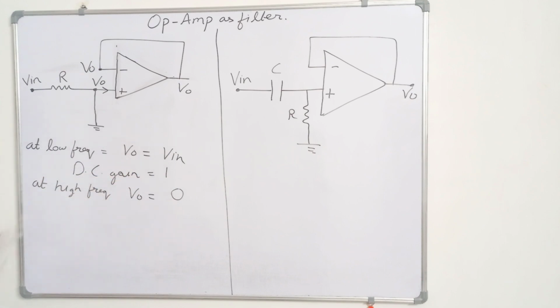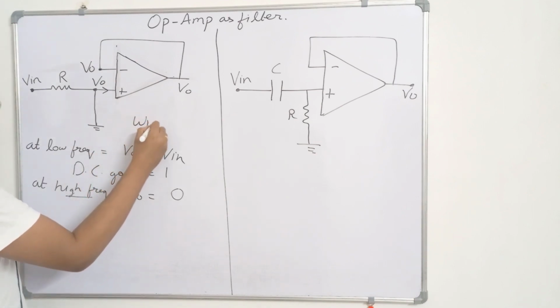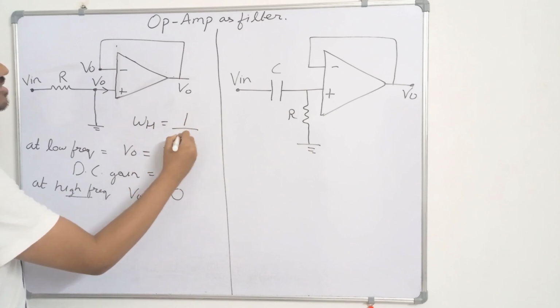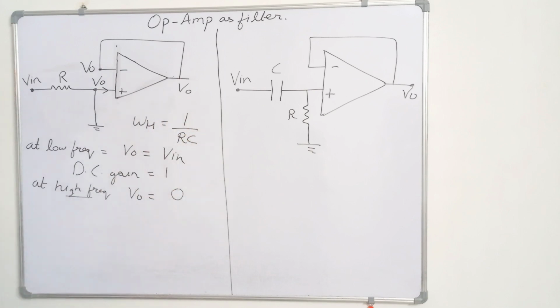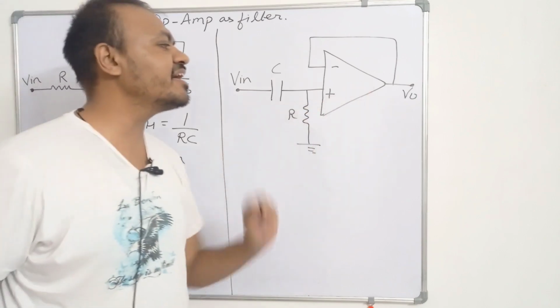So we have proved that this works like a low pass filter because low frequency is passed and high frequency is blocked. Its cutoff frequency will be omega h. So the highest frequency that can be passed will be equal to 1 upon RC radian per second. Now come to this figure.